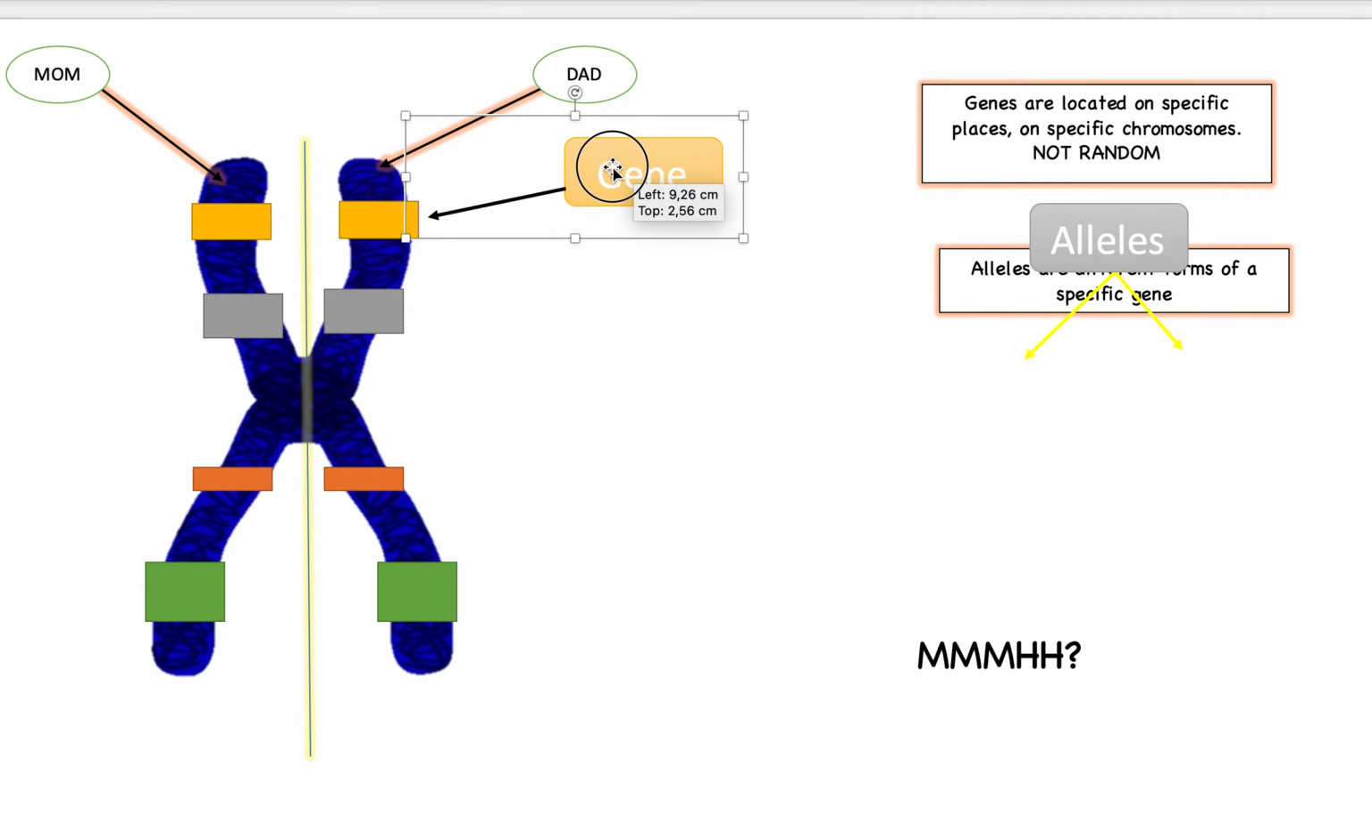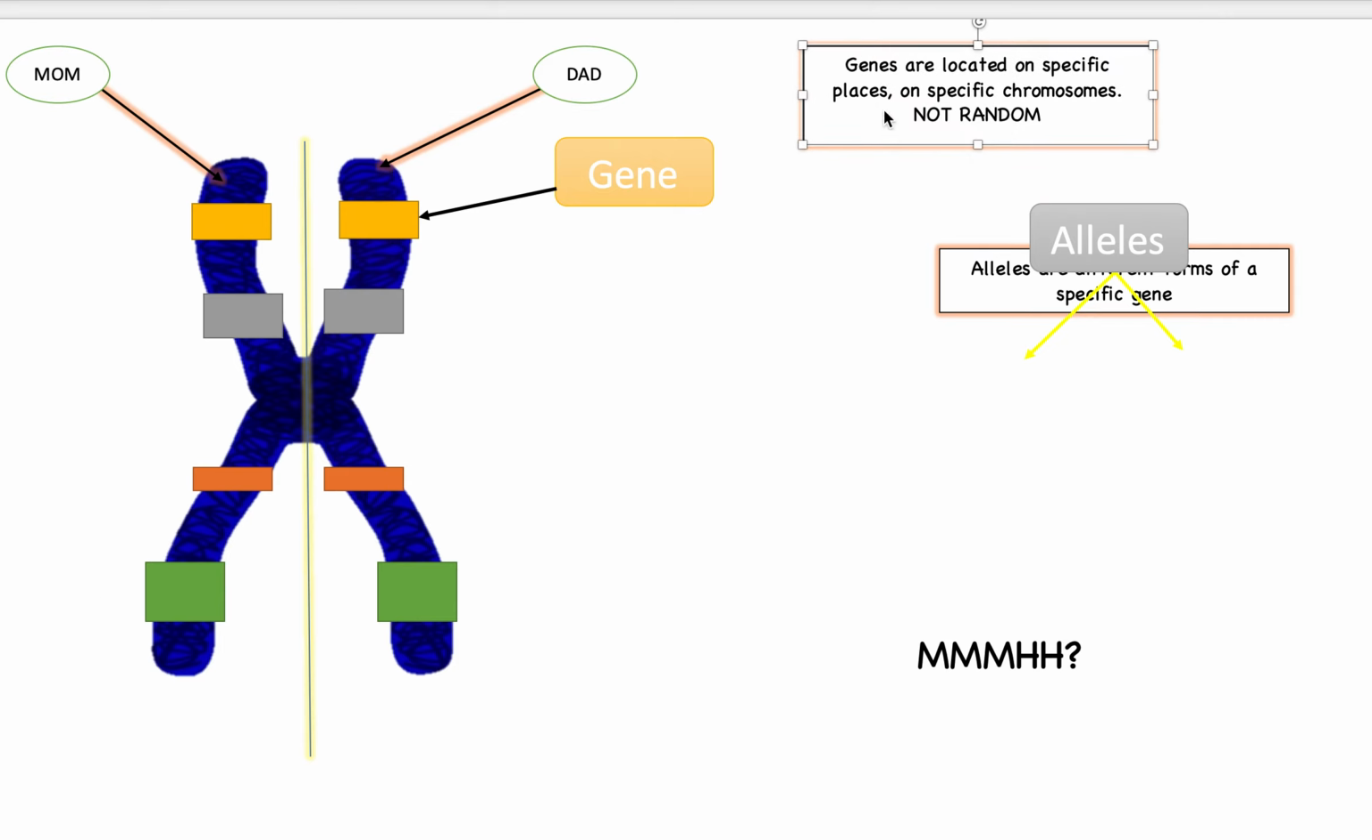So we can call each of these things genes. This is the gene for, like we said, hair color or height. And this is the gene for another thing. And this is the gene for another thing. And this is the gene for another thing. Now, genes are located in specific places on specific chromosomes, not random.